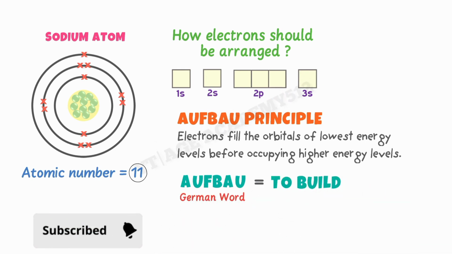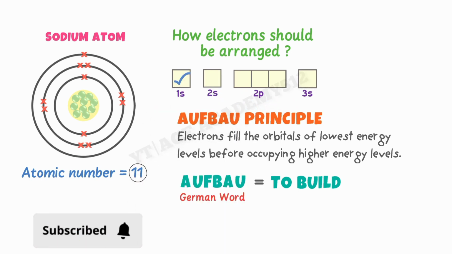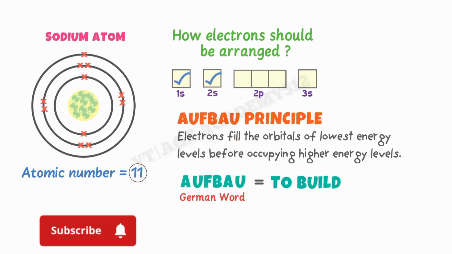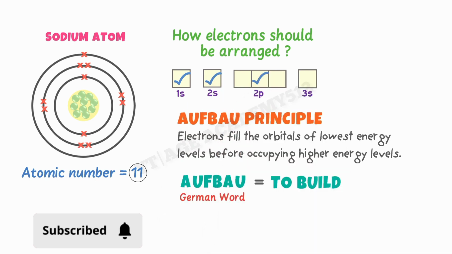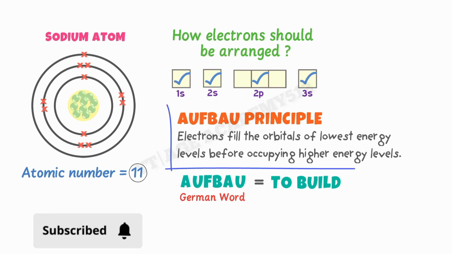Here, in the case of sodium, firstly, electron will fill the 1s orbital. Secondly, electron will fill the 2s orbital. Thirdly, electron will fill the 2p orbital. And finally, electron will fill the 3s orbital. It is because the energy of 1s is smaller than 2s, and so on. Thus note down that AUFBAU principle teaches us about filling orbitals in increasing order of energy.